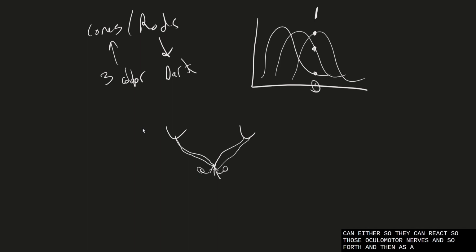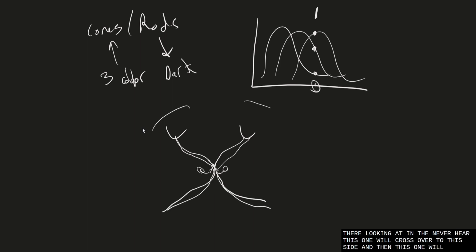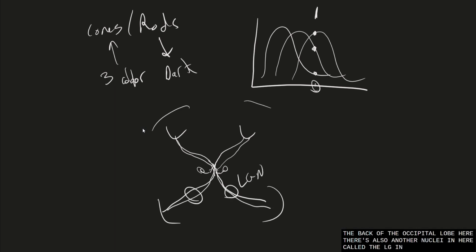And then as they cross through, one crosses over to here, and then one actually goes to this side depending on the field of view they're looking at. And then over here, this one will cross over to this side, and then this one will cross over to this side. Then they'll summate on the back of the occipital lobe here. There's also another nuclei in here called the LGN, or lateral geniculate nucleus, but you don't have to know that.